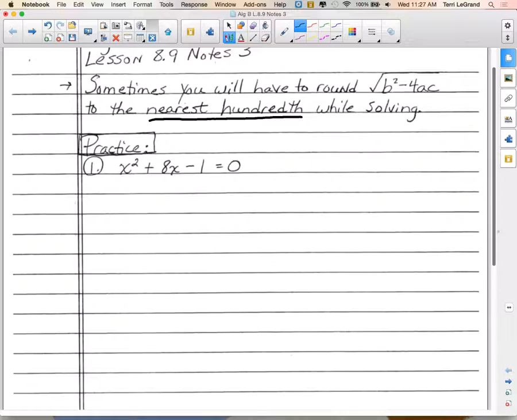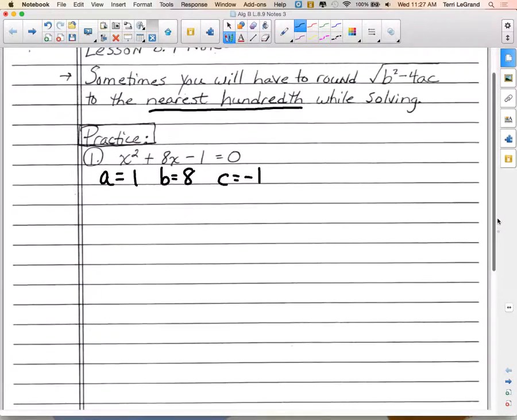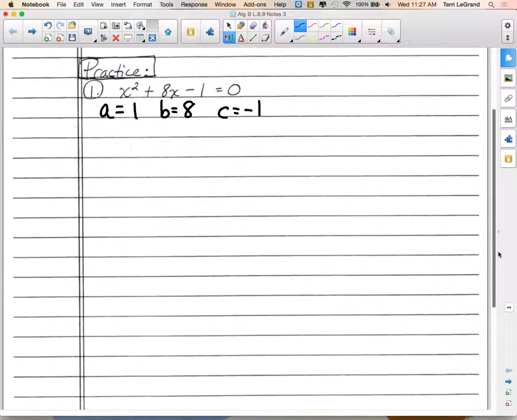Okay, let's start with number 1. Are we ready to identify a, b, and c? Yes. Okay, go ahead and do that on your papers, please. Okay, substituting into the quadratic formula that you now have memorized, right? You got this. Substituting into the quadratic formula.